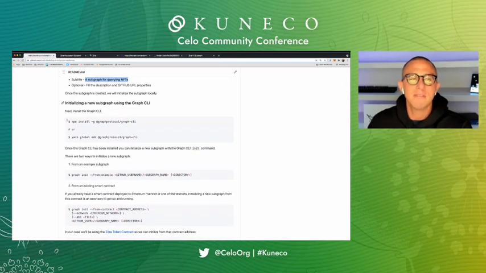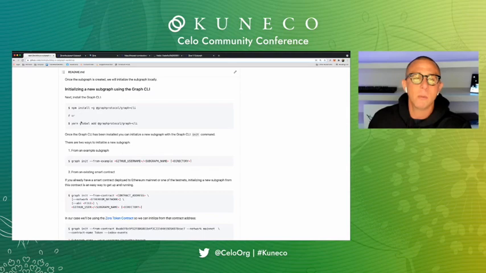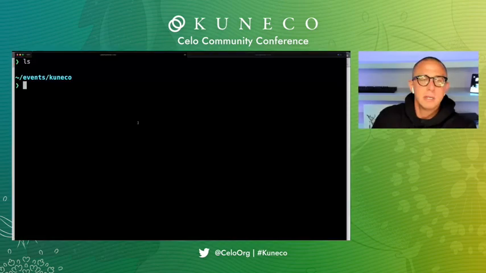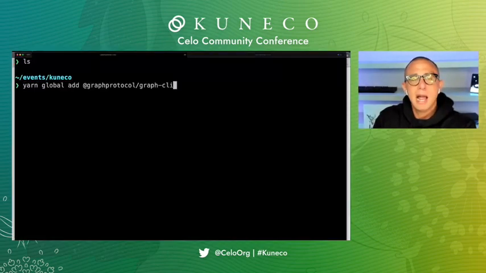So we've created our subgraph in the hosted UI there. And what we now want to do is go ahead and initialize a local subgraph. And the way that we're going to do that is we're going to first install the Graph CLI using either npm or yarn. So I'm going to go ahead and install this, even though I already have it installed, just for demo purposes. So I'm going to say yarn global add or npm install -g @graphprotocol/graph-cli.